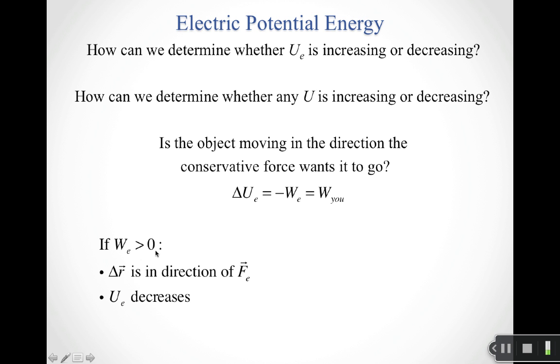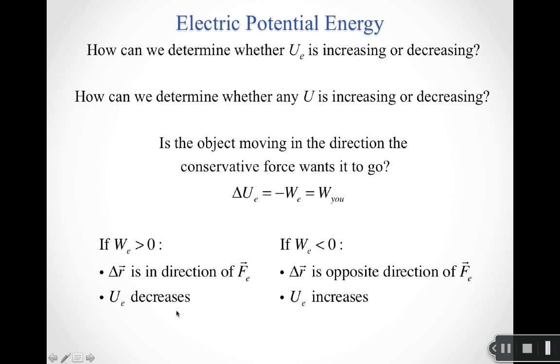So here's a situation where when we think about the electrical potential energy, if the work done by the electric force is positive, that means two things. One, it means that the displacement is in the direction of the electric force, and two, it means that the electric potential energy decreases. If, on the other hand, the work done by the electric force is negative, again, that tells us two things. One is that the displacement is opposite the direction of the force. That's how we end up with negative work. But then that also means that the potential energy has to increase.